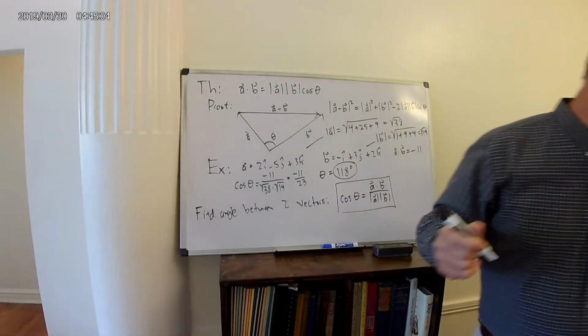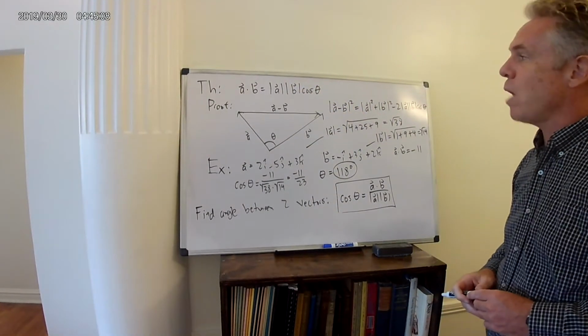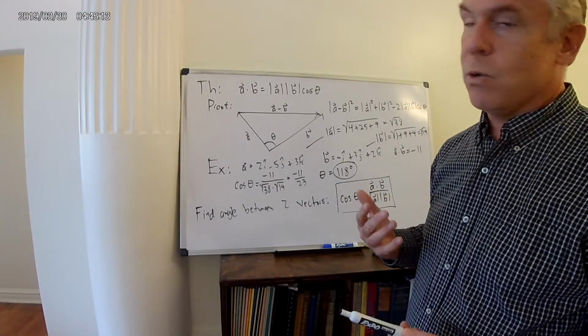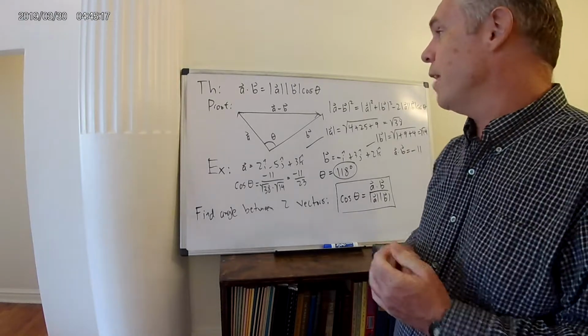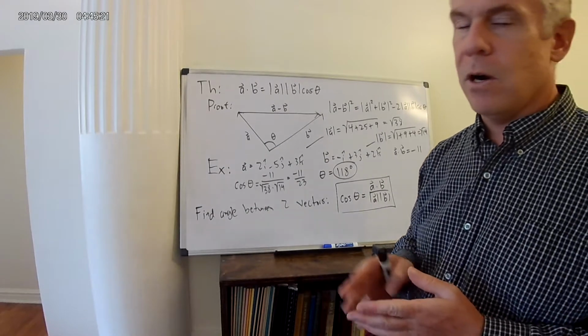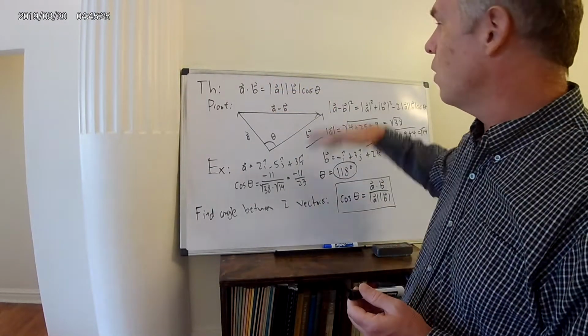I want to talk about the interpretation of this theorem, though, and the dot product in general. If you want to intuitively, or in words, qualitatively, the dot product is really a measure of the alignment of two vectors. When two vectors are very closely aligned, meaning they're close to being parallel, the dot product is positive and it's a larger number.